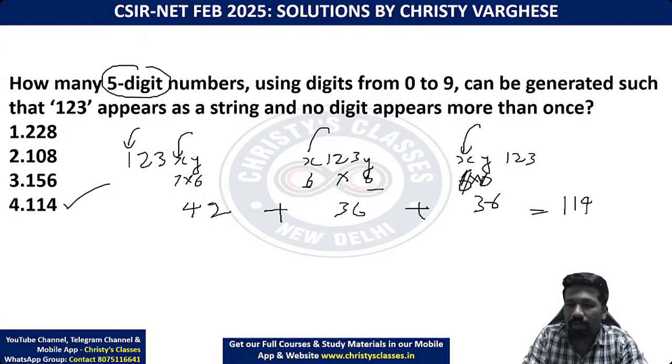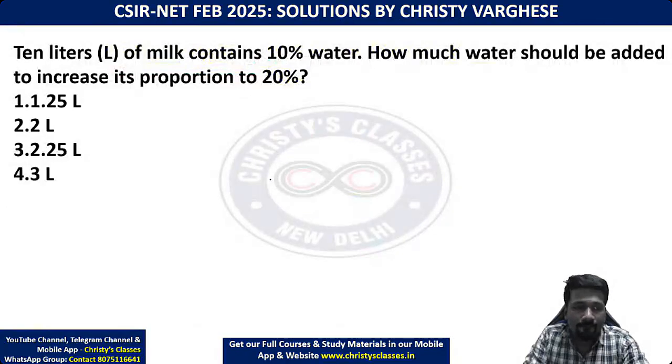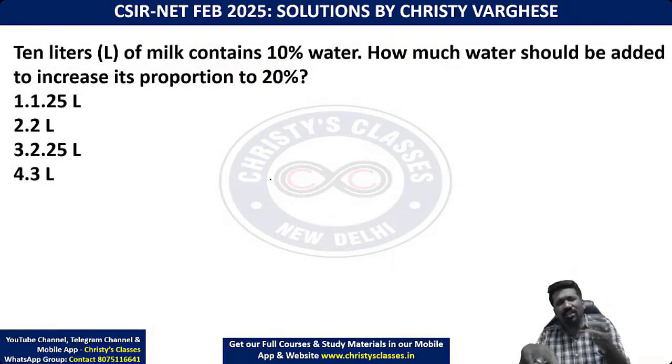Okay, Shashikala, now clear, na? Fine, perfect. We'll discuss 1 or 2 more questions. Again, this is another repetition question.